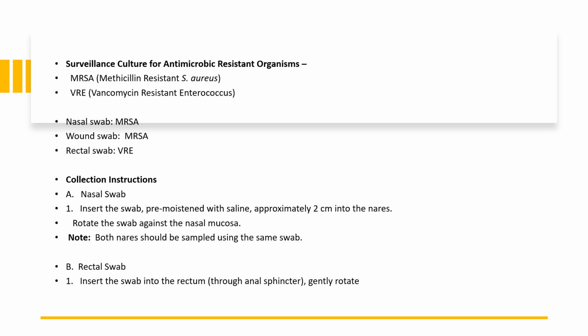Regarding surveillance culture for antimicrobial resistant organisms such as MRSA or VRE, that is methicillin resistant Staph aureus or vancomycin resistant enterococcus: it is a nasal swab for MRSA, a wound swab for MRSA, and a rectal swab for VRE. Instructions for the nasal swab include inserting the swab, pre-moistened with saline, approximately 2 cm into the nares and rotating the swab against the nasal mucosa. Both nares should be sampled using the same swab. For a rectal swab, insert the swab into the rectum through the anal sphincter and gently rotate.